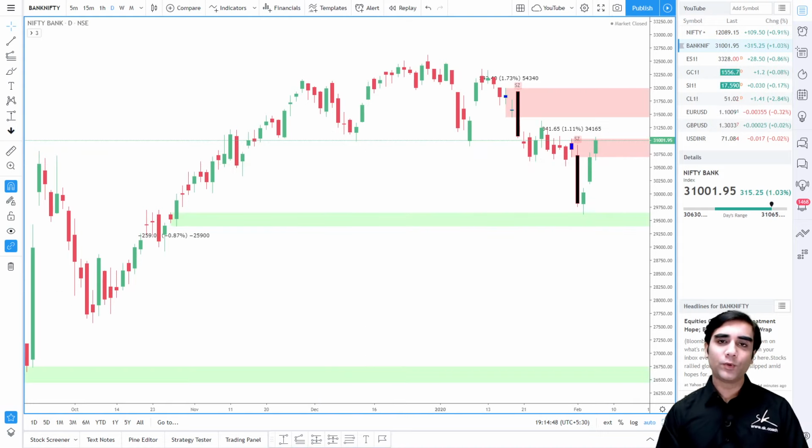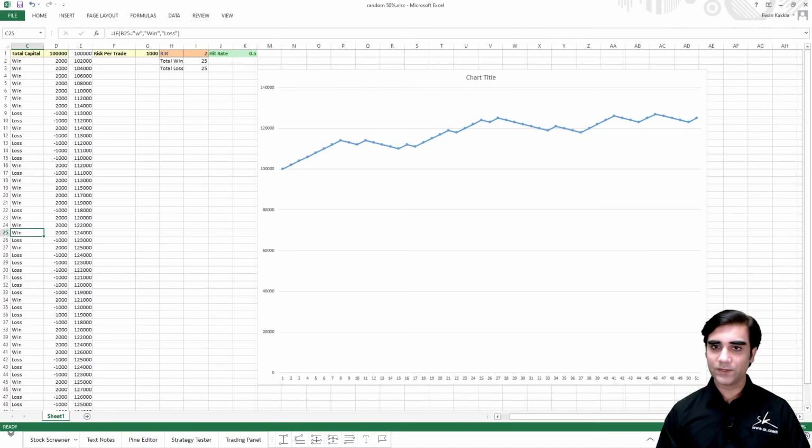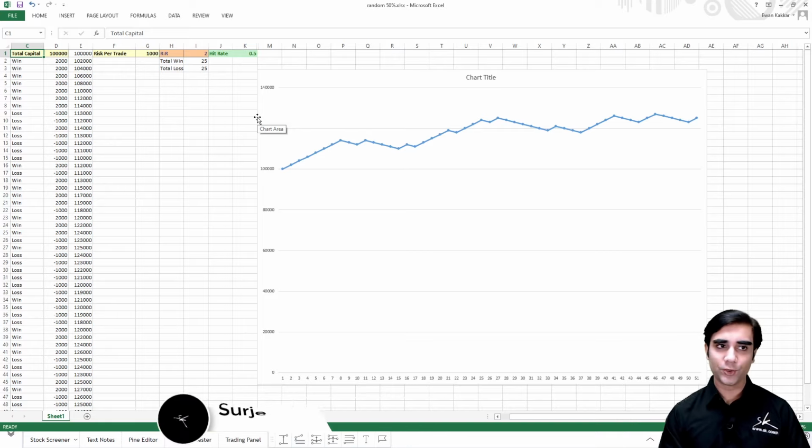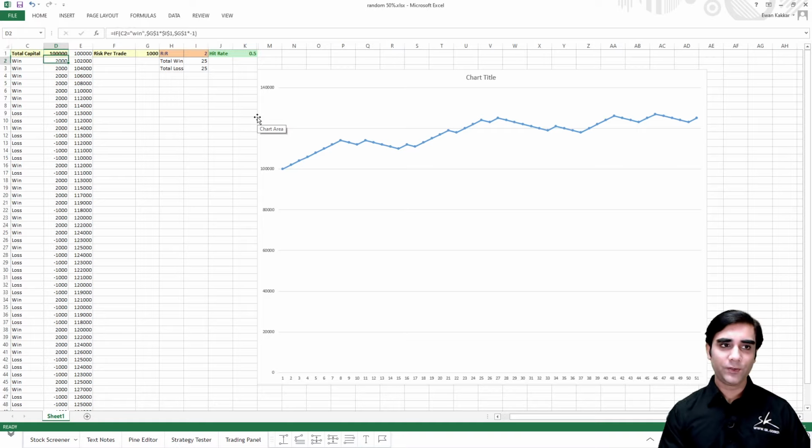So now let's move on to the next step, which is why reward to risk ratio is very, very important, right? So let's look into that. Now what I've done is I have created this Excel sheet. This Excel sheet will graphically show you the advantage of having good reward to risk ratios. So let's imagine that we start with a capital of 1 lakh rupees, right? So that is what I have here.